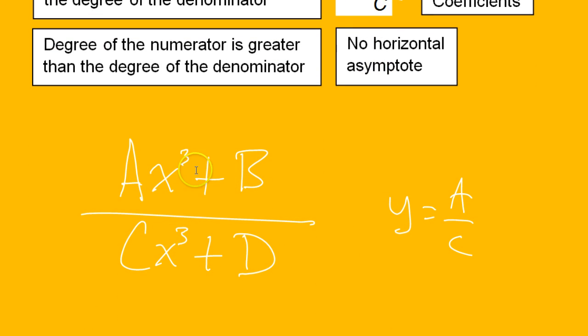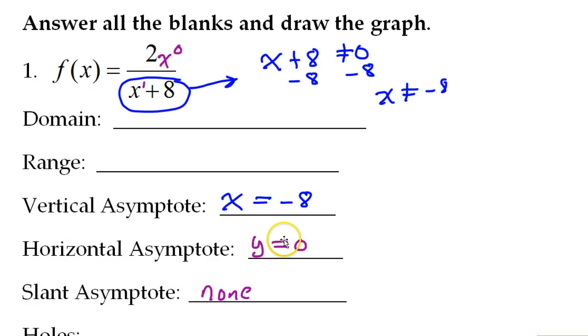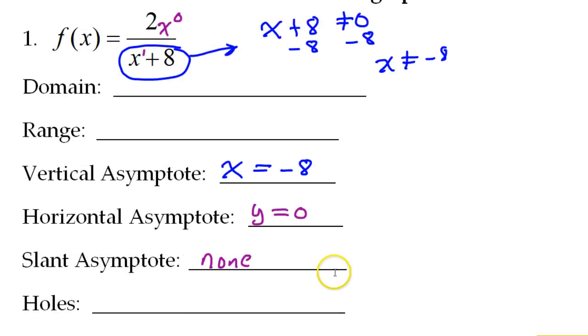And that will happen if the degree of the numerator is exactly 1 greater than the denominator. For example, this is x to the 3rd power. So imagine that we had x to the 2nd power down here. Now the degree of the numerator is 1 more than the denominator. There will be a slant asymptote. And we will find that by doing long division and looking at the non-remainder part. Okay, but not on this problem.